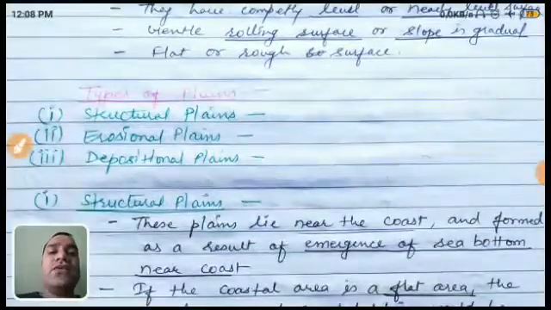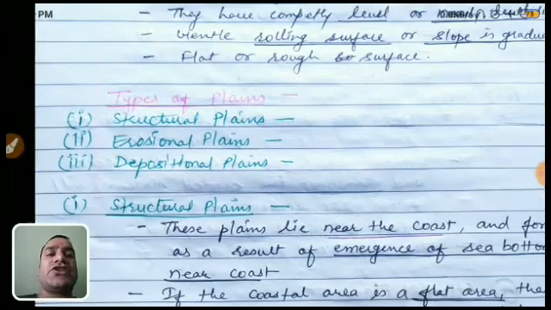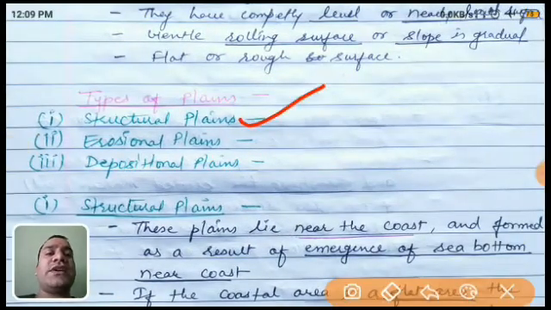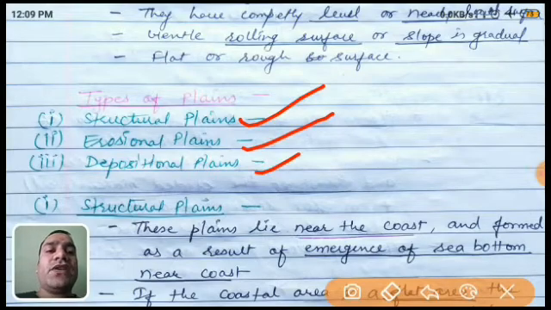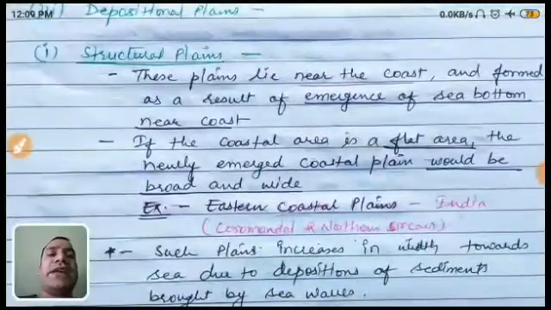Just like the mountains are of four types and plateaus are of four types, the plains are not of four types, but three types. What are these? First one is the structural plain. Second one is the erosional plain. And third one is the depositional plain. So now in detail, first of all we see the structural plain.